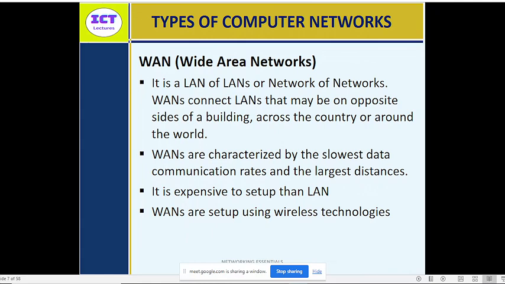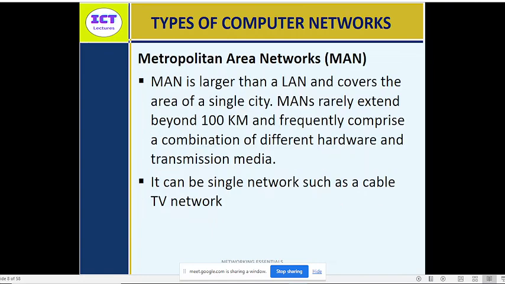As I'd mentioned, you need to use some kind of satellite dishes. So that means the mode of communication or media here is normally through wireless technologies. We also talk about the metropolitan area network. A metropolitan area network is a network that is slightly larger than a LAN, but smaller than a what? A WAN. So it is in between a LAN and a WAN.